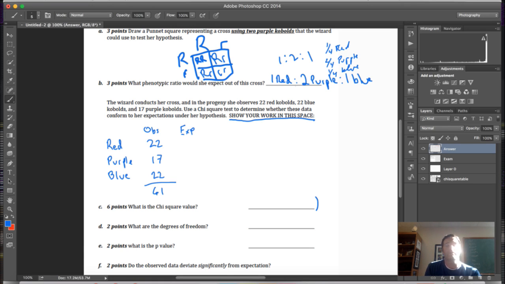What phenotypic ratio would she expect out of this cross? So again, this is just converting Punnett squares to the language of genotypic and phenotypic ratios. So the correct answer here is 1 red to 2 purple to 1 blue.